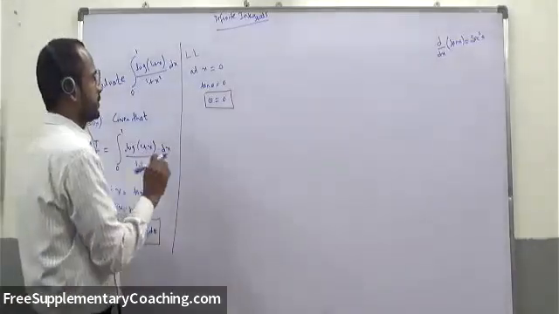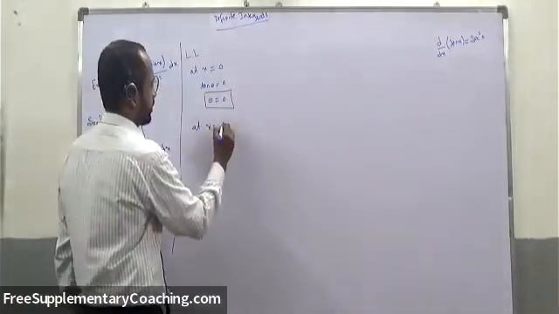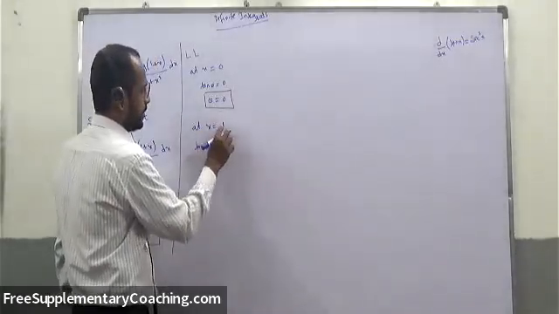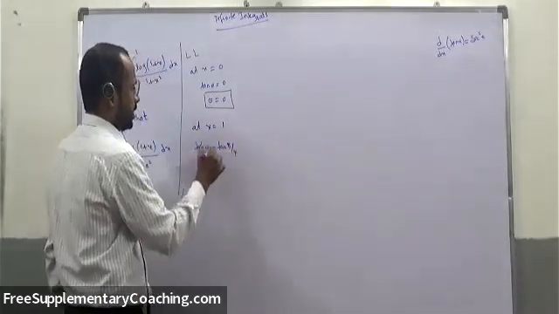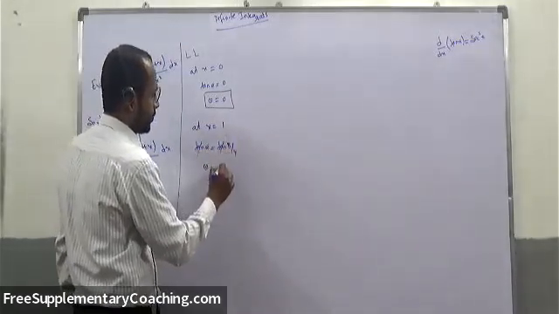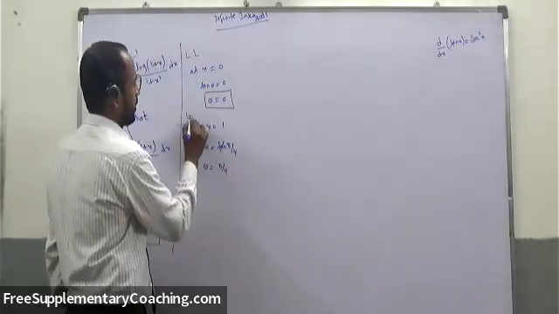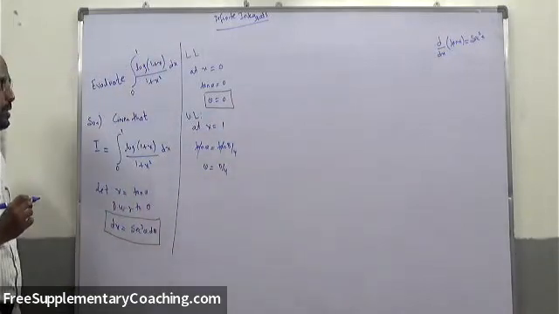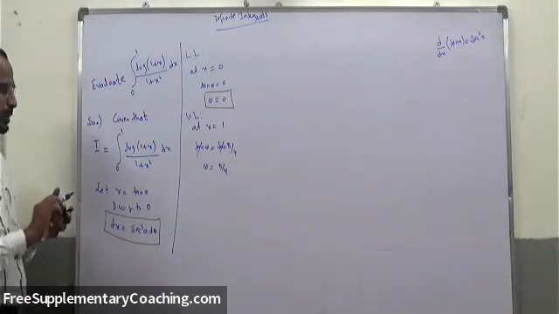At x is equal to 1, in place of x I can write tan theta, so tan theta is equal to 1, which is tan pi by 4. Tan gets cancelled, so theta is equal to pi by 4. This is the upper limit. So lower limit 0, upper limit is pi by 4 we have got here.